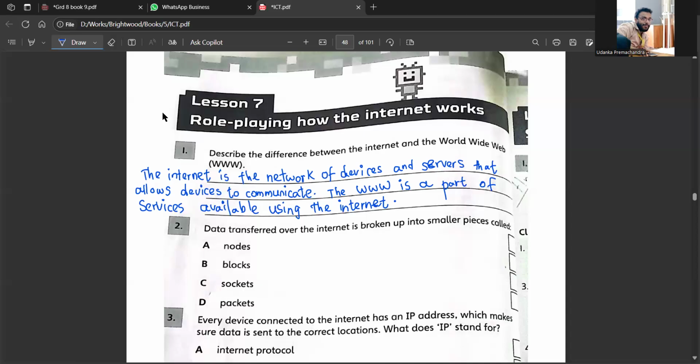Okay, so the internet is a network of devices and servers that allows devices to communicate. So www is a part of the services that are available using the internet.